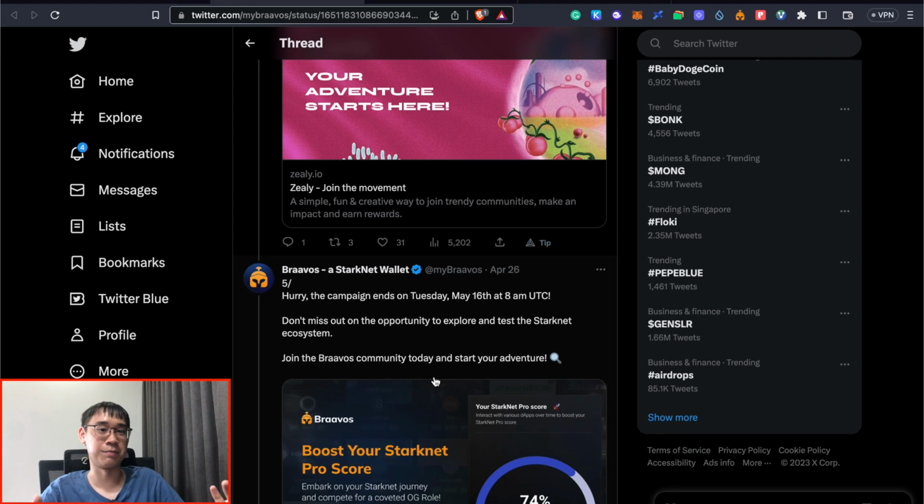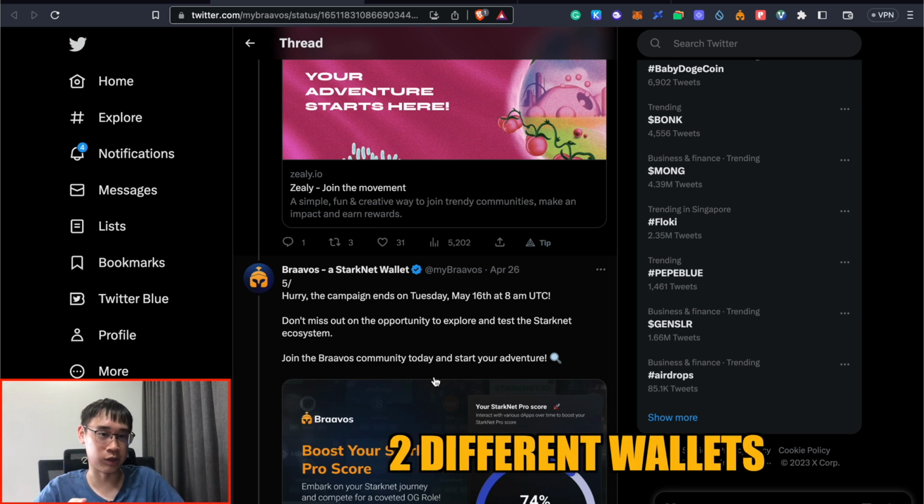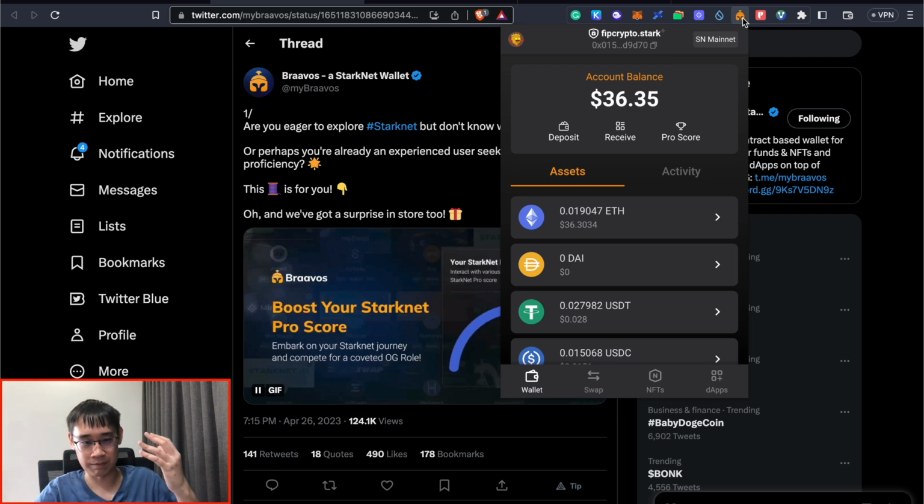If you'd like to participate in both of these campaigns, this means that you actually need to have two different wallets, and these funds cannot be merged together. Right now I have my funds on my Braavos wallet, and if I use the same seed phrase on Argent X, I will not be able to access this exact wallet, and this means that I will need to fund my Argent X wallet with some Ethereum as well, so that I can perform some transactions there.